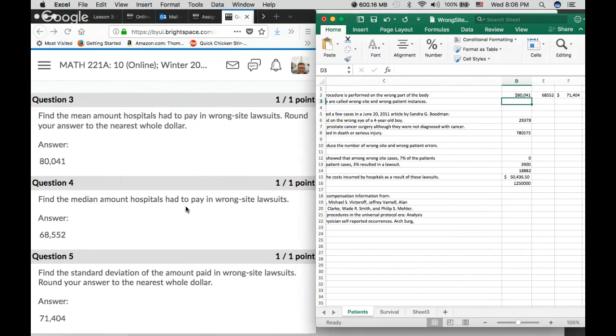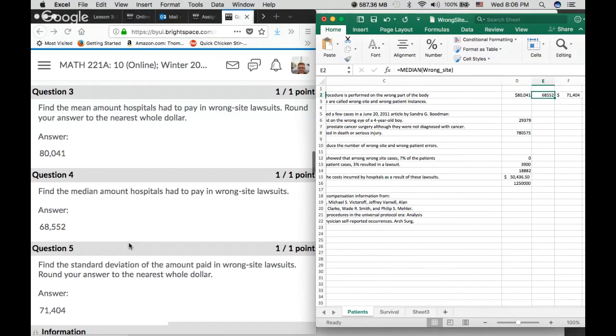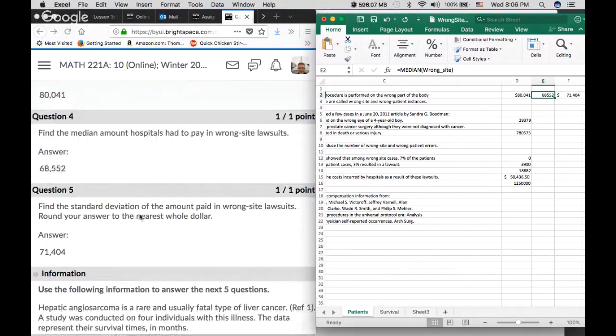And then we also want to do the same thing for the median. I did the same thing with a median function for wrong site: $68,552. Excel can be your best friend. Oh, nice. Yeah, it's almost too easy. And then for the standard deviation, same thing. A standard deviation sample for the wrong site is $71,404.